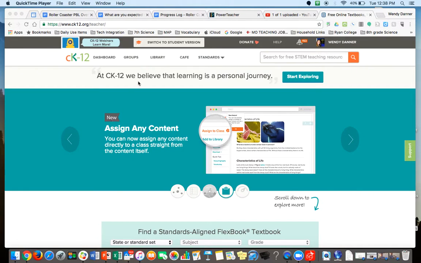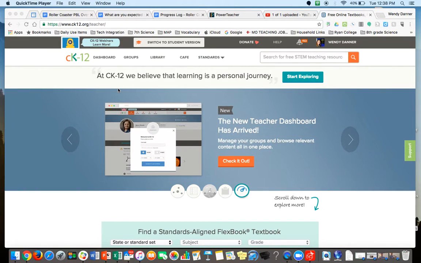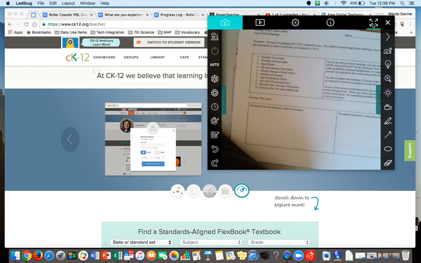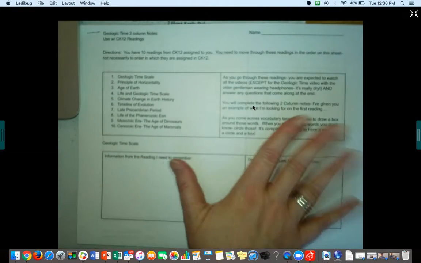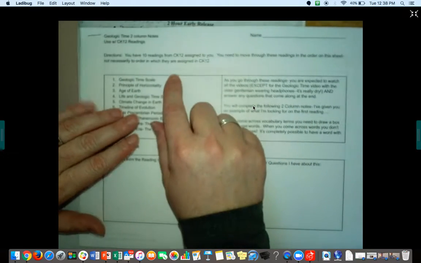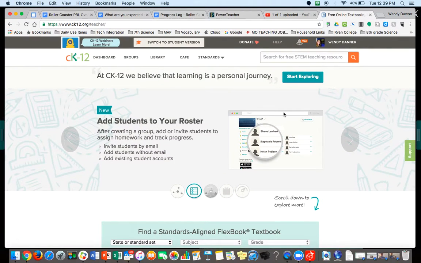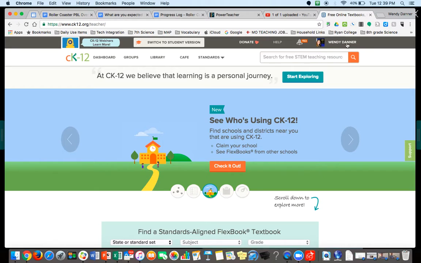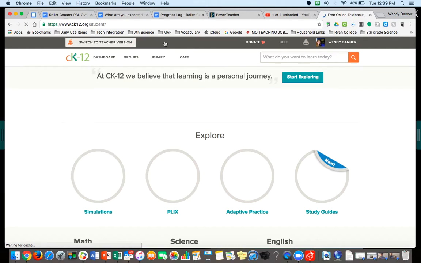All right, guys, I'm going to go through with you what you're going to need to do to get to your CK12 stuff. Turn the lamp on so you can see this. Okay, so you have this document. What you're going to need to do is get into CK12. This is what mine looks like. You may not already be logged in. If you aren't, then you need to do that. I'm going to change to the student version.